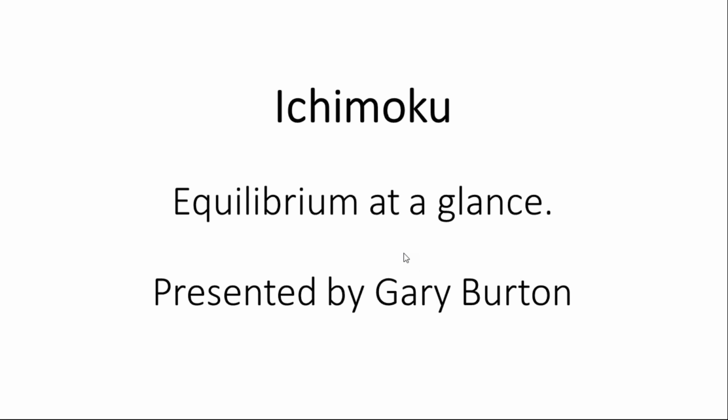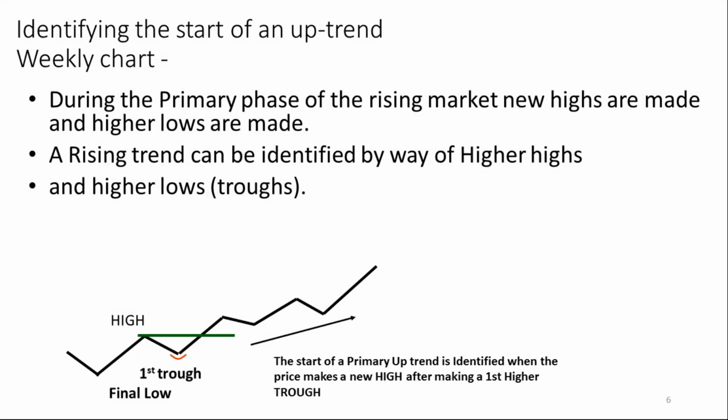So Ichimoku was developed essentially by a journalist in Japan, and it was designed as equilibrium at a glance. So you could take a glance at a chart and tell in essence where the price was from a historical point of view, and it was called equilibrium at a glance.